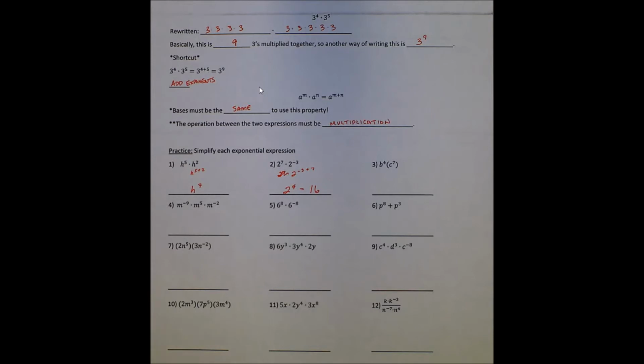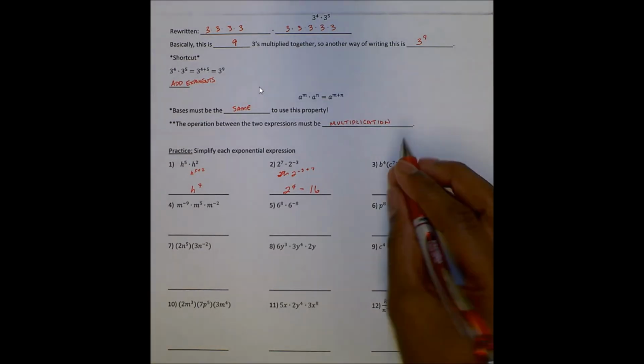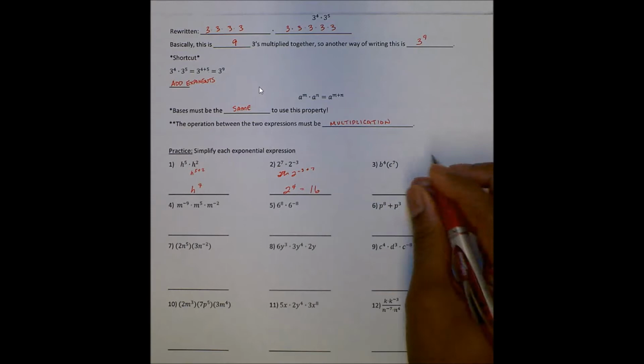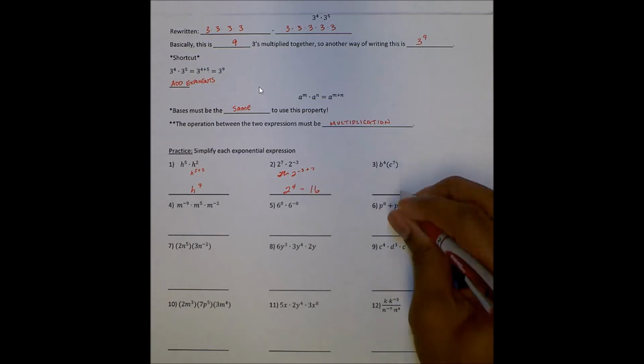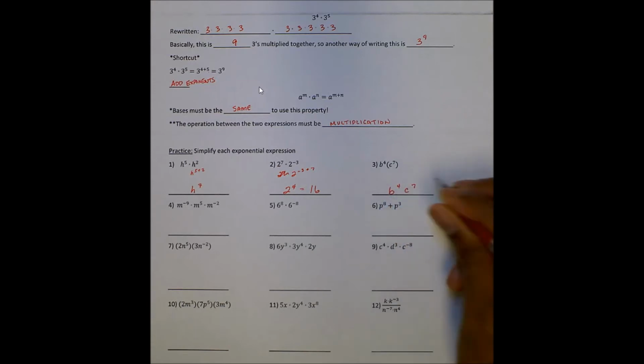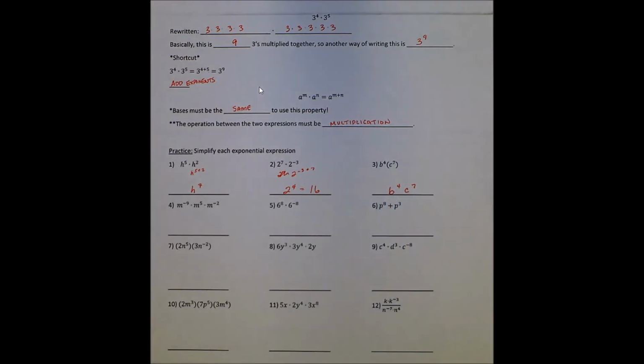Now number 3, we have b to the 4th and c to the 7th. Notice our bases are not the same. So if we write this, then really we can just keep them like this. You can't combine those exponents because our bases aren't the same.